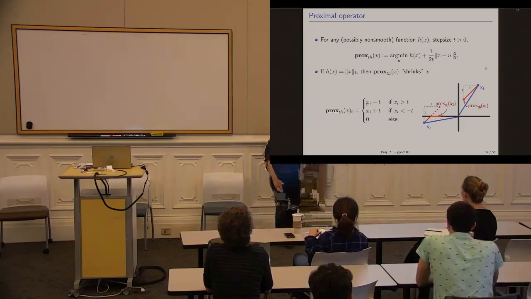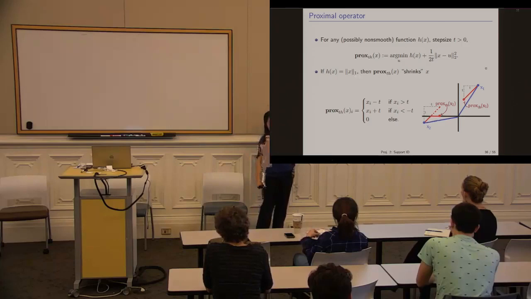It takes a vector and looks at every element. If that element is greater than t, it subtracts t. If that element is smaller than minus t, it adds t. Everything else is squashed to zero. So it's trying to squash things close to zero.